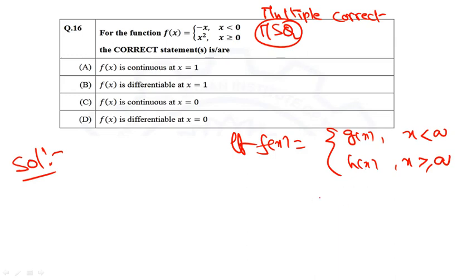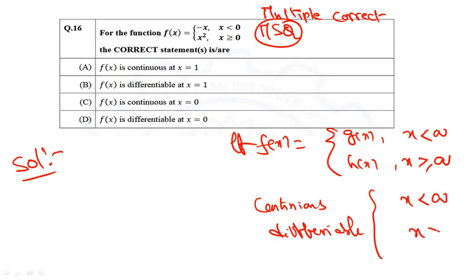Then it is continuous for all x less than a, and differentiable where x is less than a as well as x greater than or equal to a. You don't bother about these points. We are bothering only about x equal to a, whether it is continuous or differentiable at x equal to a or not, we need to verify.